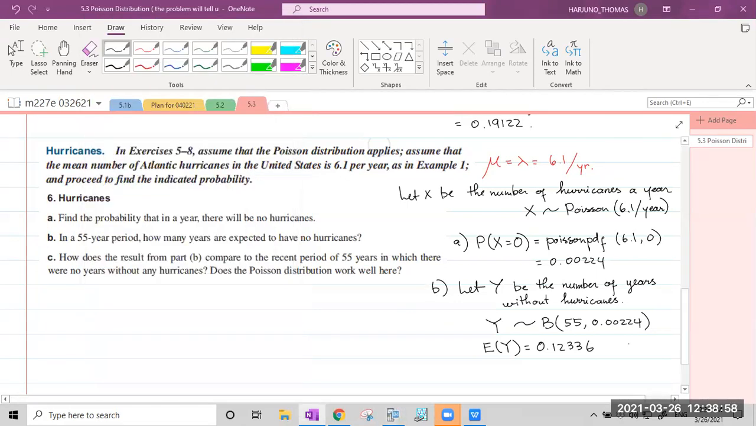Now the thing is, that's the expected value. So we don't even expect to have any year without hurricane. Is it possible to have a year without hurricane? That's possible, but the probability is very, very small. The probability of having at least one hurricane in a year is 99% something. So if the probability of having no hurricane in a year is so small, then look at your expected number of years without hurricanes. Not even one.